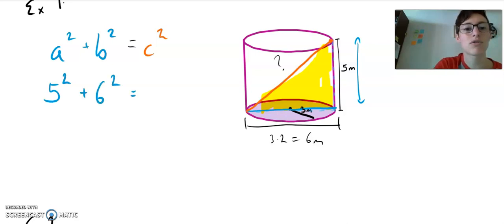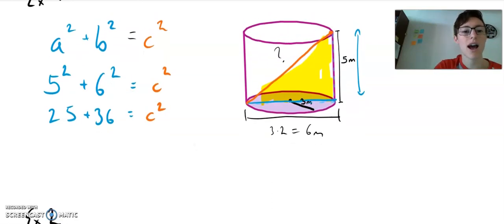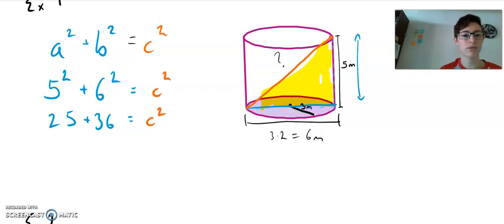I am searching for c squared. 5 times 5 is 25. 6 squared is 36. This is still equal to c squared. Add those two together. What is this? 61? Hope so. Equals c squared.